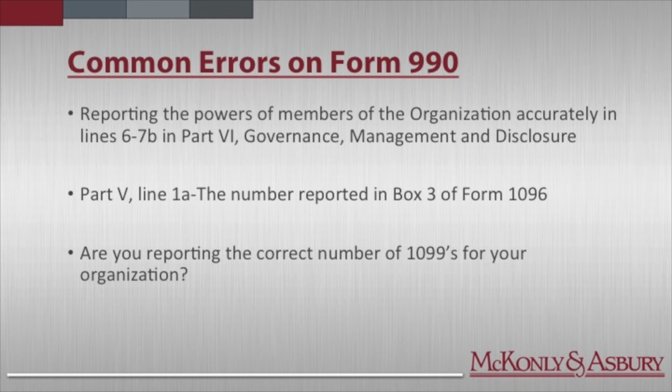The last thing that I wanted to just note is that on Part 5, line 1A, you are required to report in Box 3 the number of 1099s that you report. And 1099s are the annual information filings that you do on a calendar year for the IRS. This is reporting those payments that are over $600 annually to independent contractors.